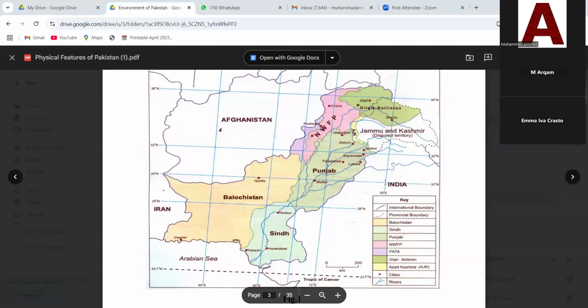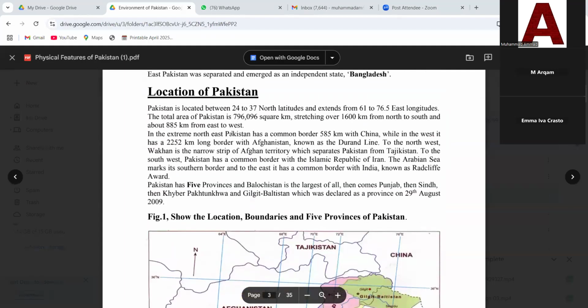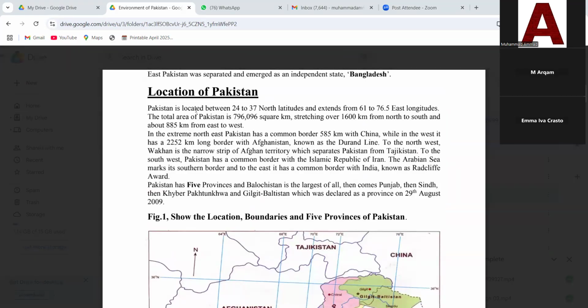Lectures would be recorded. Location of Pakistan. What's important for you to know here is the placement, that it's located between 24 to 37 north latitudes and 61 to 76.5 east longitudes. Now, what does that mean?